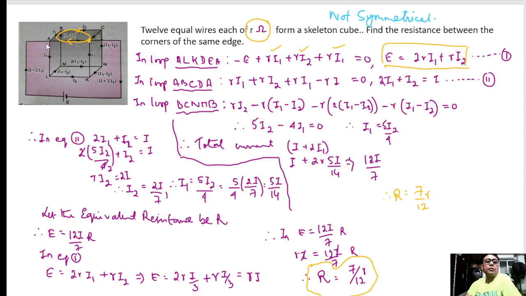So from A to B, in the direction, that means positive RI1. From B to C, in the direction, positive RI2. From C to D, positive RI1. Now opposite to the direction, current is coming like this, we are going like this. So opposite to the direction of current from D to A, it is minus RI. So that is the loop which we have created, and that is the equation. From here we get this relation.